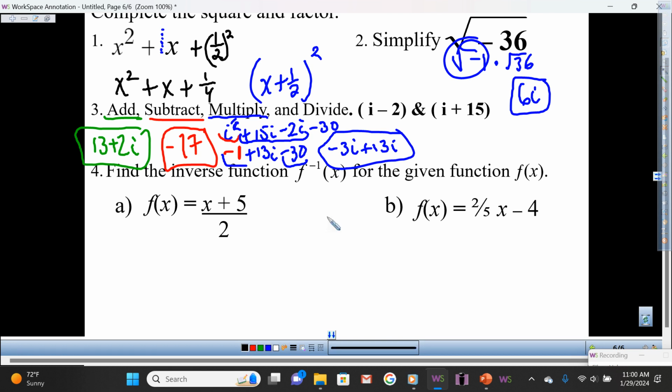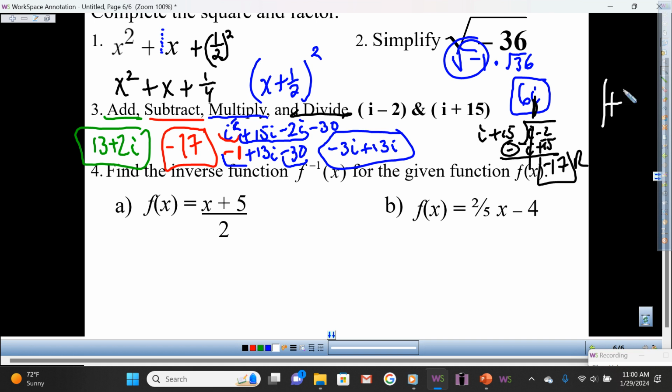Division. For the sake of time, here goes. i minus 2 divided by i plus 15. It's in there once. i plus 15. Subtract. Minus and minus. So that leaves us with -17 as the remainder. So my answer is 1 plus -17 over i plus 15.